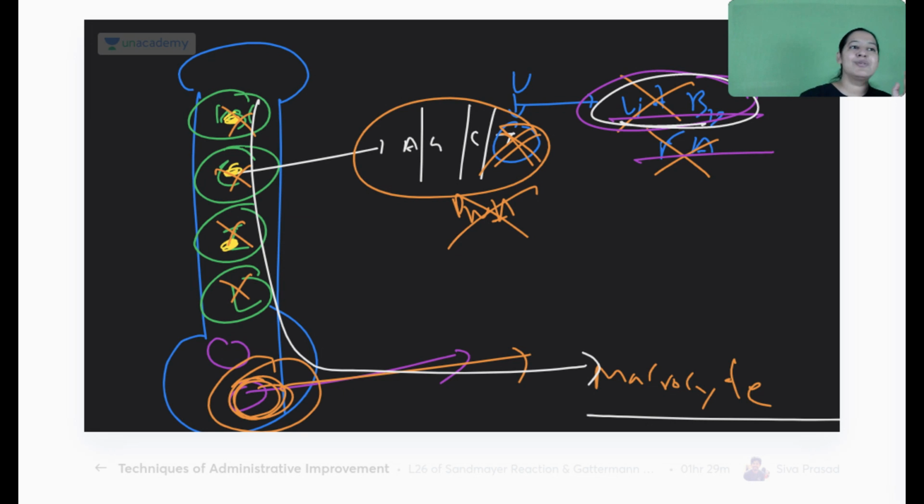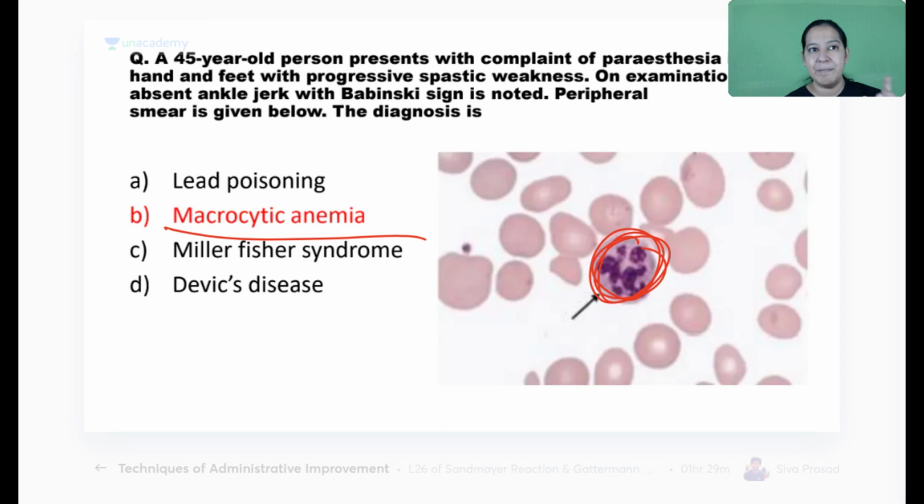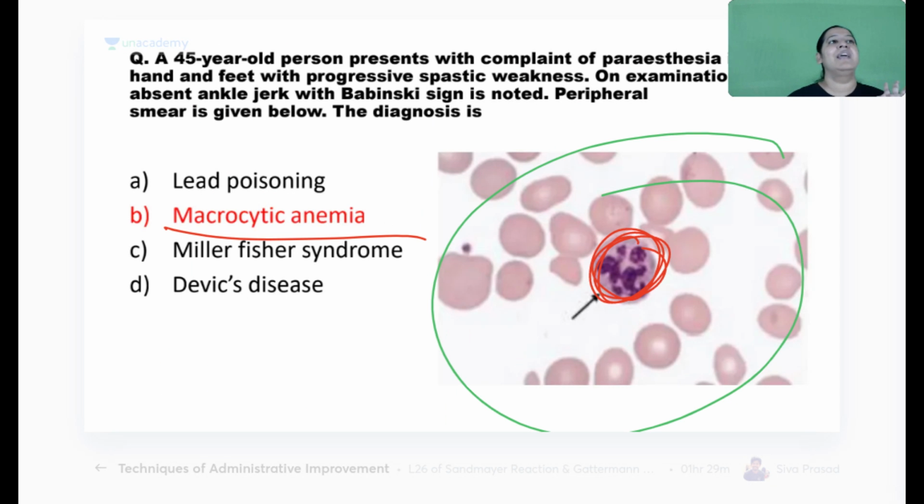So if there is folic acid deficiency, there will be only anemia. If there is vitamin B12 deficiency, along with anemia there will be peripheral neuropathy also. Our patient had both. In our patient, I can see anemia, and here I can see peripheral neuropathy because loss of ankle jerk is there and paresthesia is there.